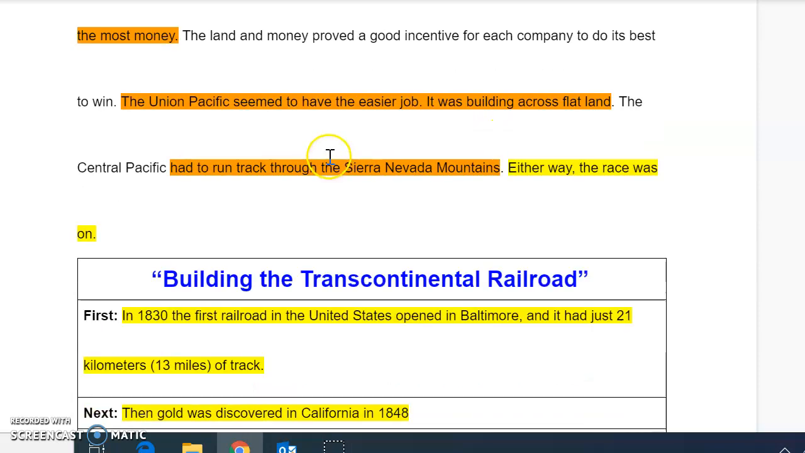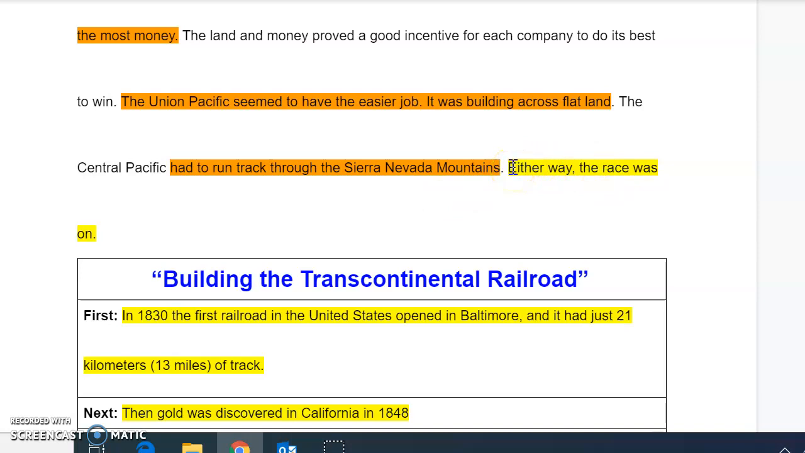The Union Pacific seemed to have the easier job. It was building across flat land. The Central Pacific had to run track through the Sierra Nevada mountains. That doesn't seem very fair in the sense of having this contest. If one team is given kind of a leg up, so to speak, they have flat land to build tracks on versus mountains. I don't know if that's very fair, but it is what it is. Either way, the race was on.